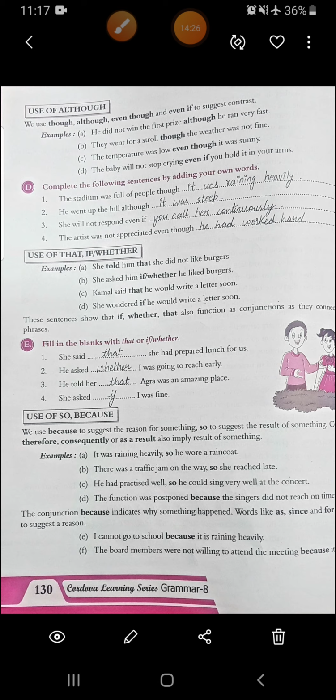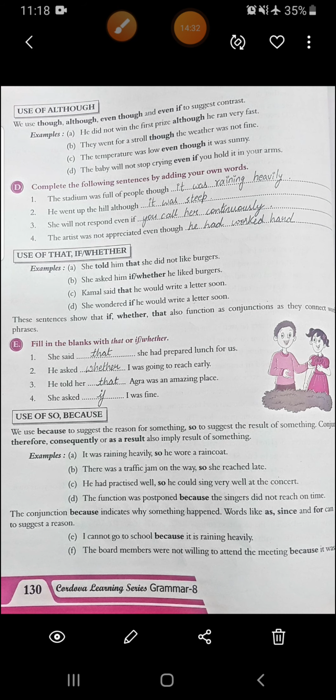See example E, filling the blanks with that or if, whether. See the first one, she said that she had prepared lunch for us. Second, he asked whether I was going to reach early. Third, he told her that Agra was an amazing place. Fourth, she asked if I was fine.